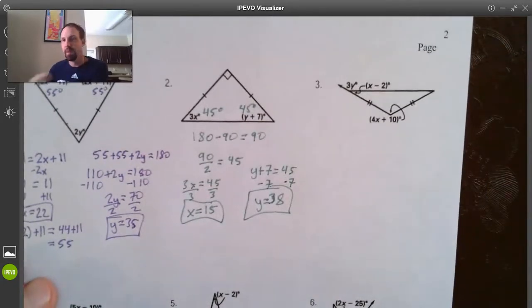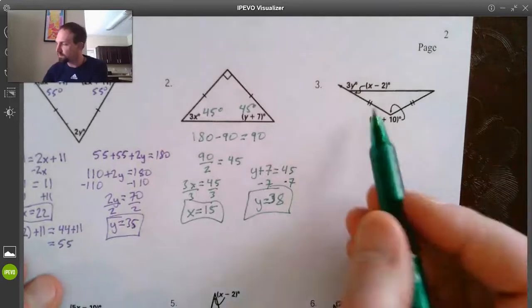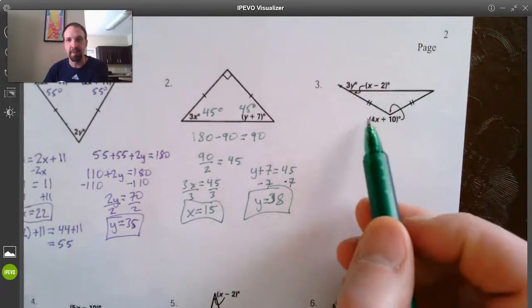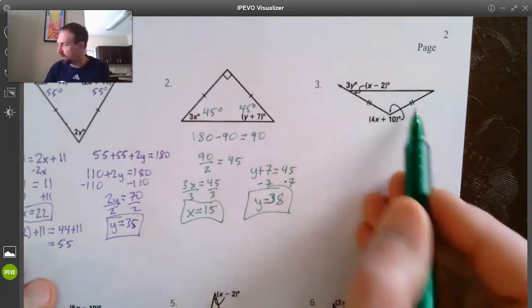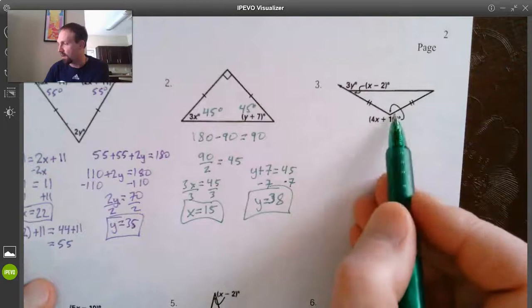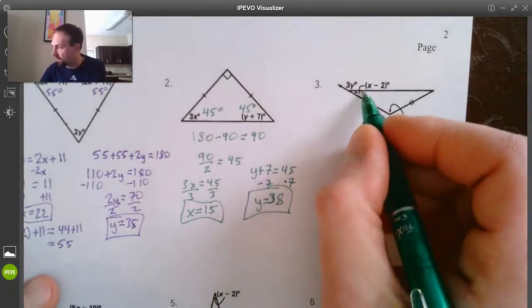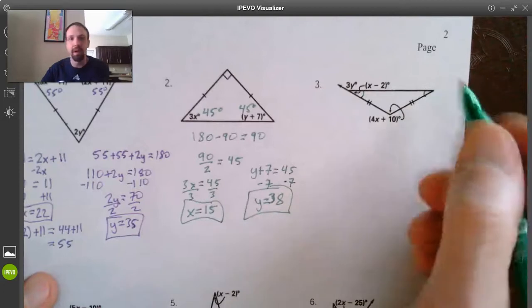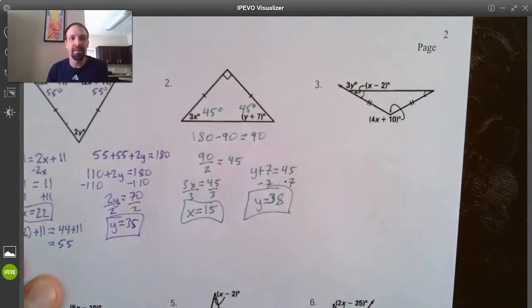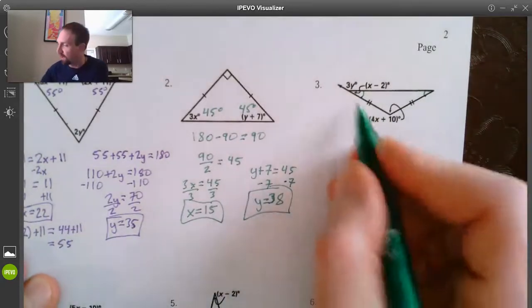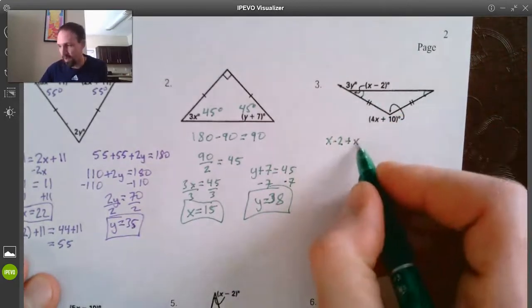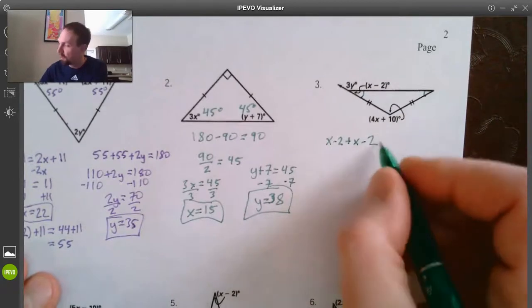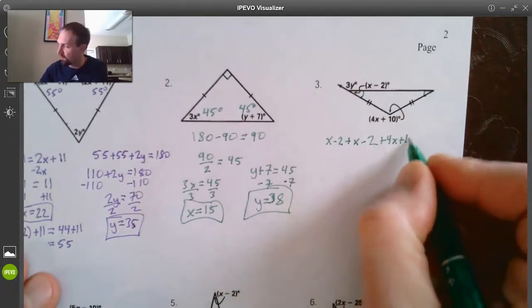Number 3. This one is a little bit tricky with how things are listed, so you've got to be careful. Noting that this angle measurement here, this side length here and here are congruent, that means that this and this are congruent. Now, that may not seem like it gives us a lot of information, but it does, because I know that x minus 2 plus this x minus 2, remember they're both congruent, plus the 4x plus 10 is going to be 180 degrees.